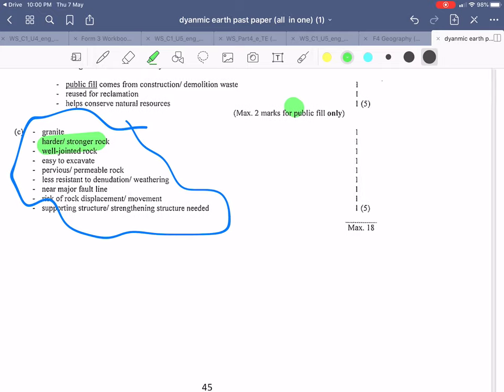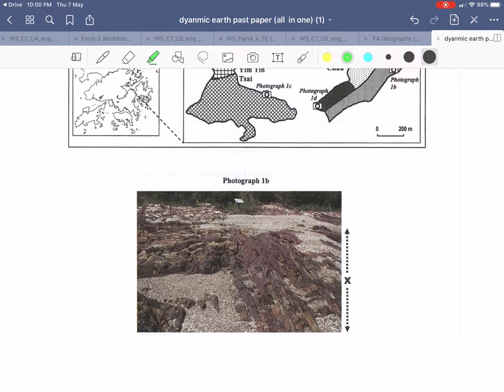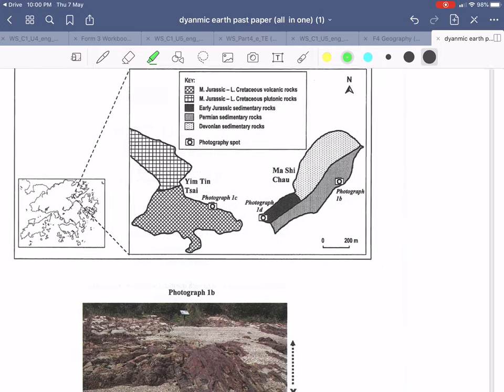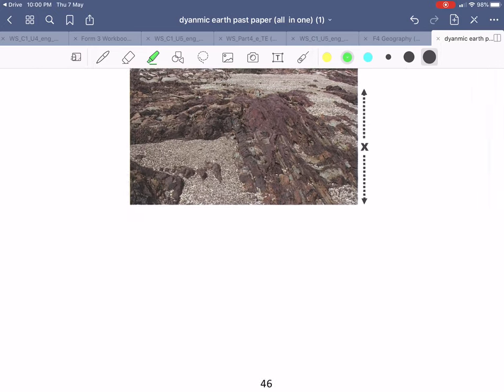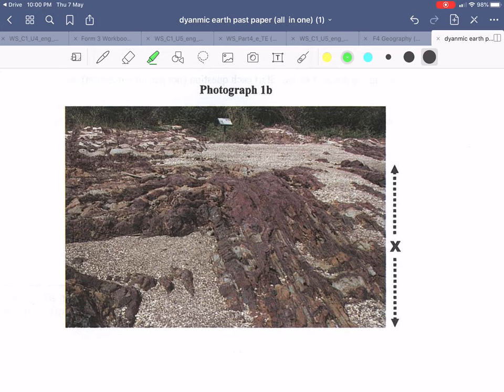So sometimes you have to tell, because of the situation, you have to play safe in order to tell which one is the durable and less resistant rock.